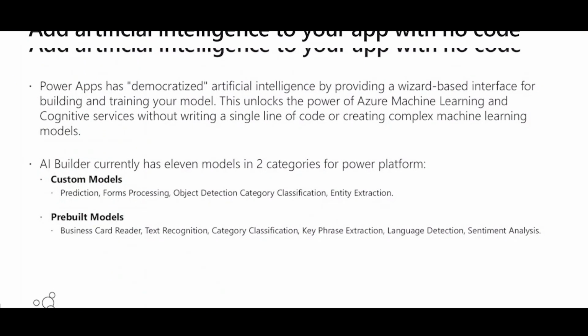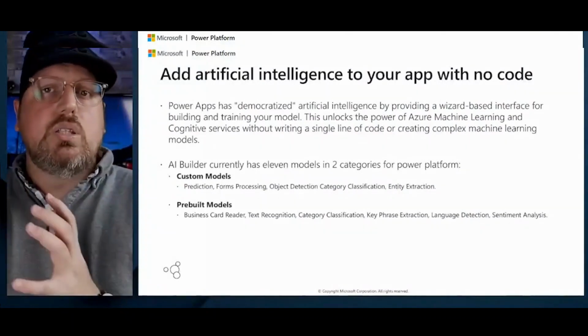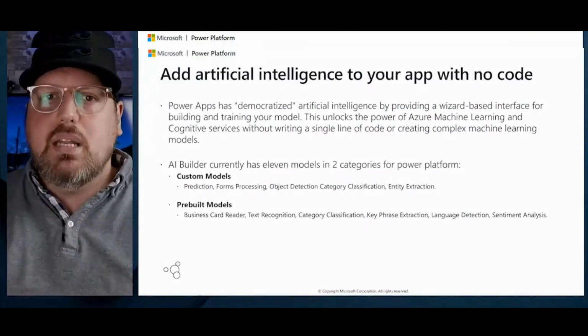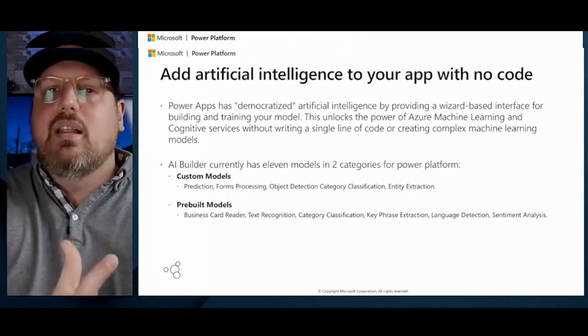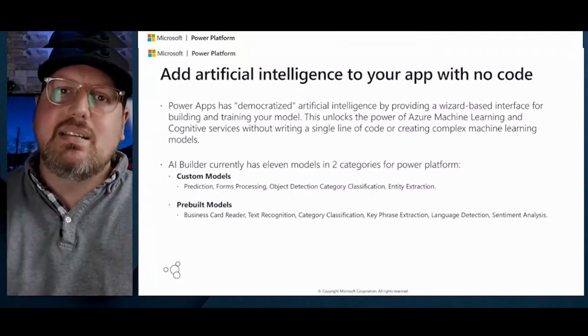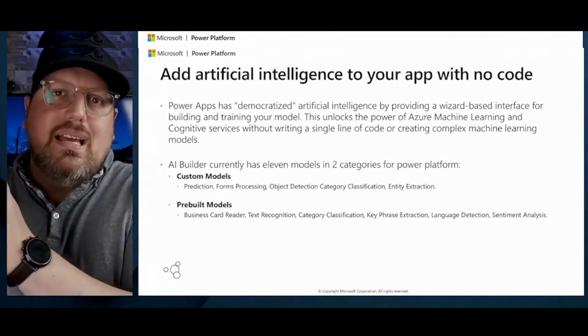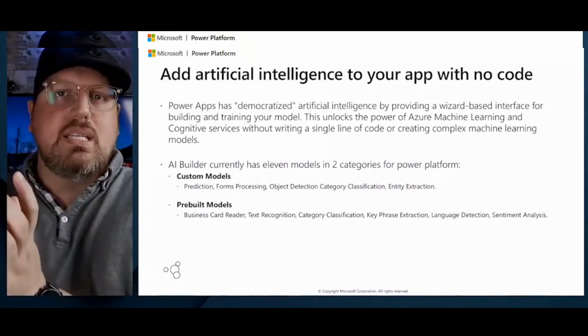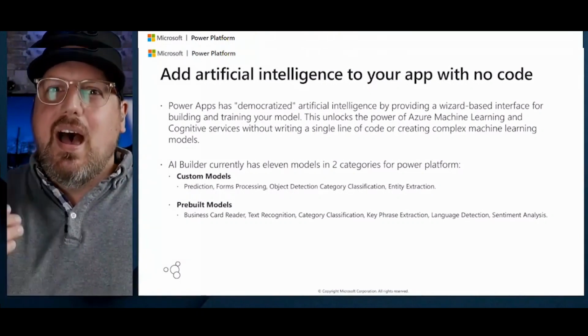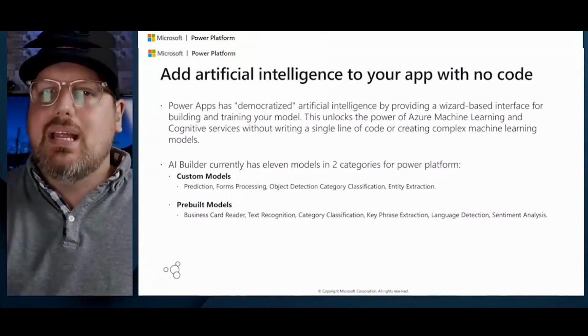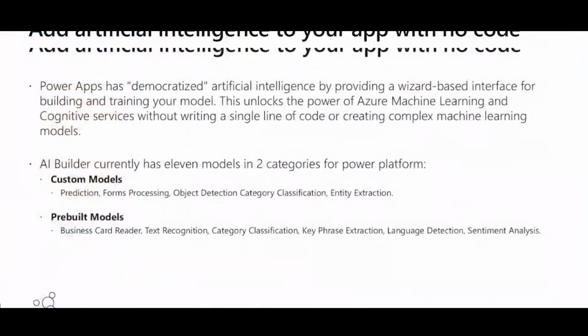And then you have the pre-built models, where you can have business card reader, text recognition, category classification, key phrase extraction, language detection, and sentiment analysis. These, by default, do not allow you much flexibility because they're pretty much an off-the-shelf, pre-packaged version of it. So you can detect the language of a tweet or an email, then detect the sentiment, and then extract the classification of it, saying, hey, this is an address, this is a city, this is a product. You can build all of those things without code and without requiring an Azure subscription. All of that is included in your AI Builder add-ons.